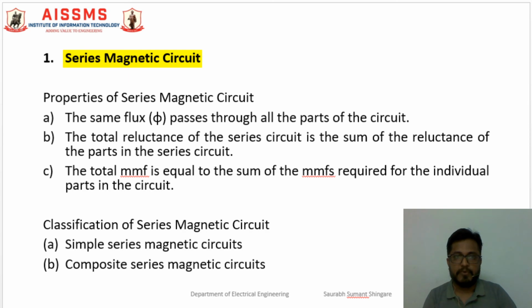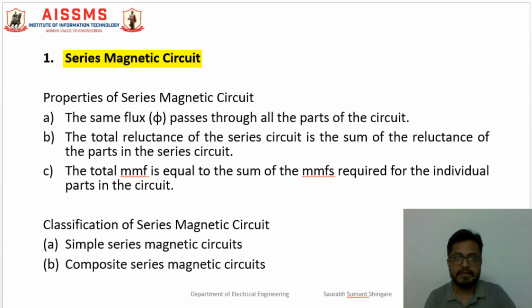Now there are three properties of series magnetic circuit. First property is that the same flux phi passes through all the parts of the circuit. Second property is that the total reluctance of the series circuit is the sum of the reluctances of the parts in the series circuit. And third property is that the total MMF is equal to the sum of MMFs required for the individual parts in the circuit.